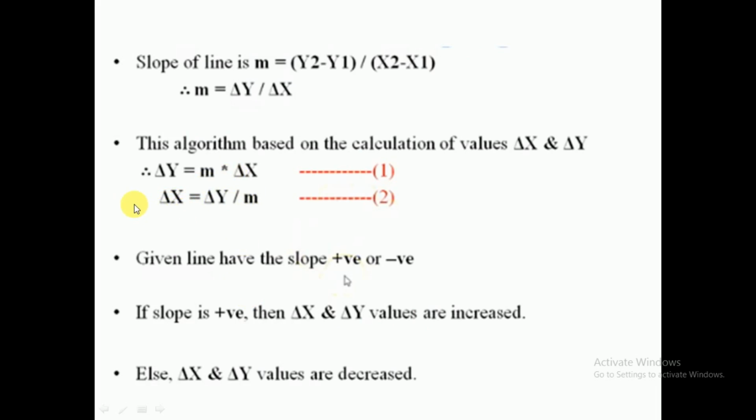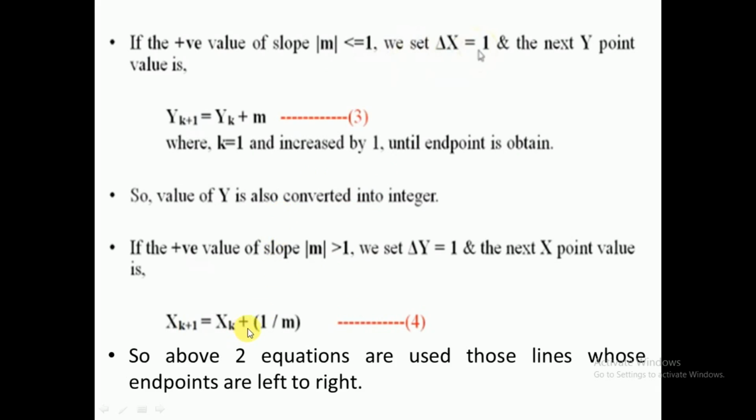If you take xk+1, then xk comes to this side, so xk plus delta y by m, that is xk plus 1 by m. Because you know what delta x and delta y are; here delta y, if you substitute 1, then this becomes 1 by m. Then this equation becomes equation 4. Here you have to calculate x when your slope is greater than 1.